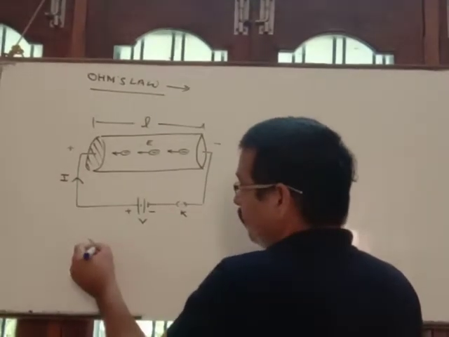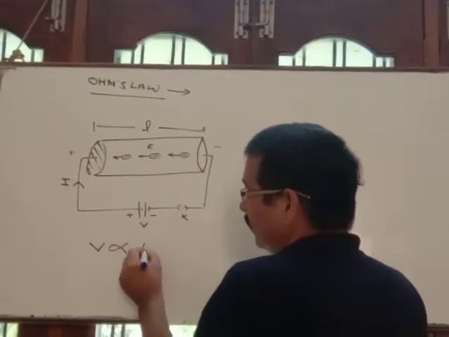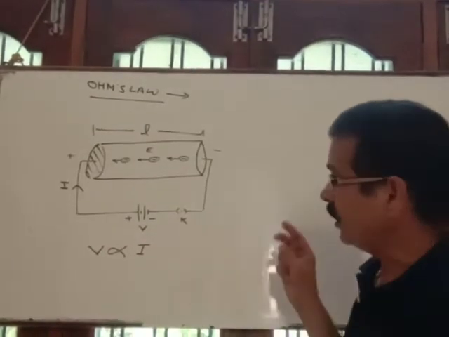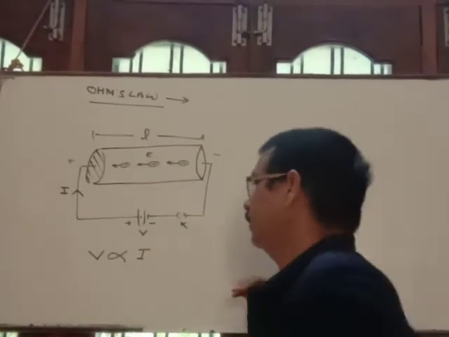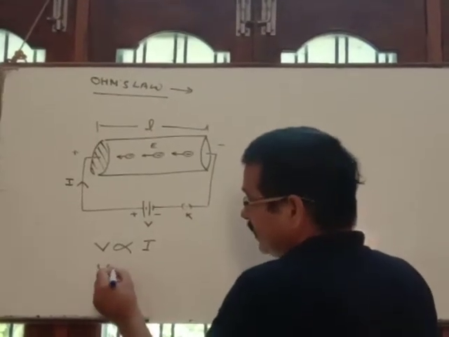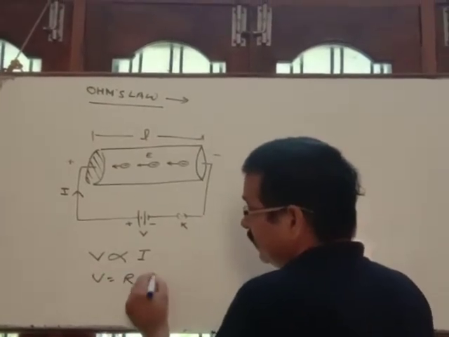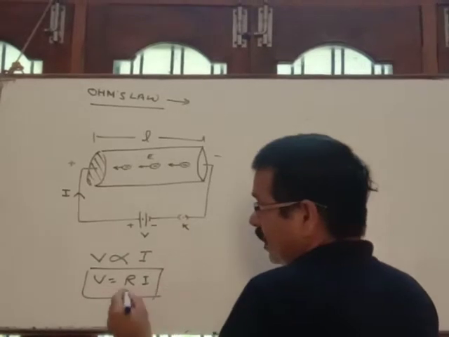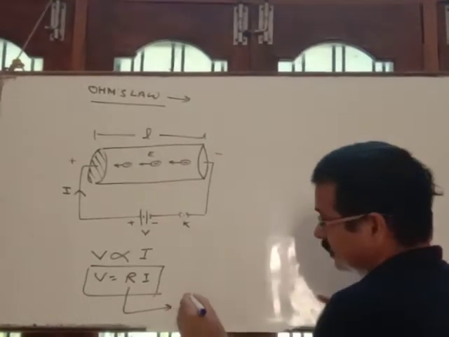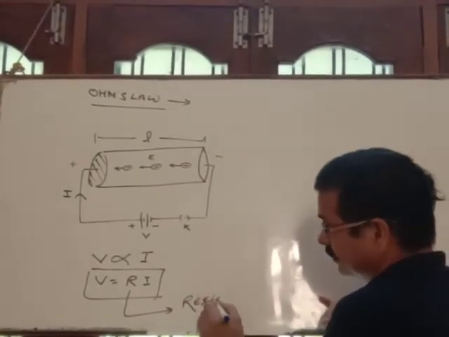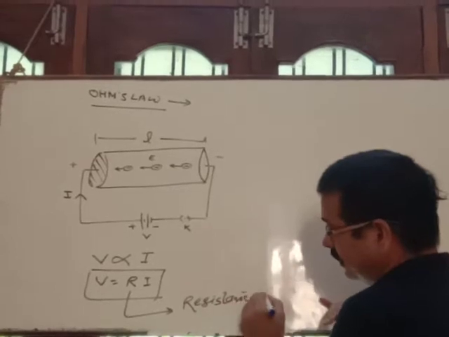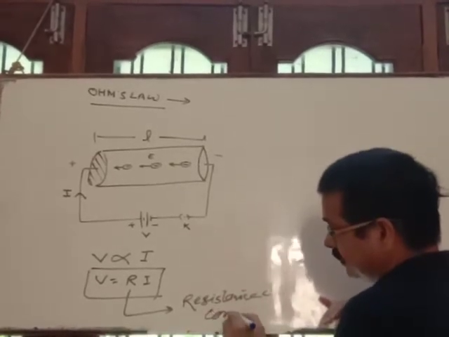That is, V is proportional to I. If more potential difference is applied, more current flows. If we take the proportionality constant, V is equal to RI. So R is the resistance of the conductor.